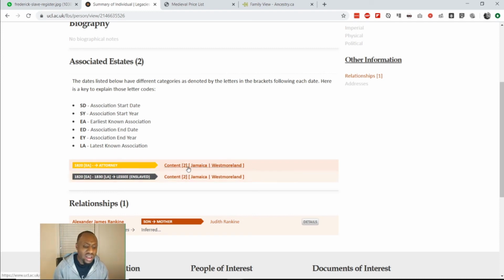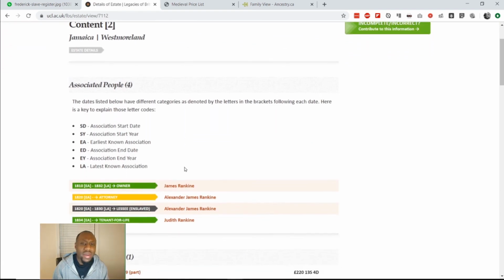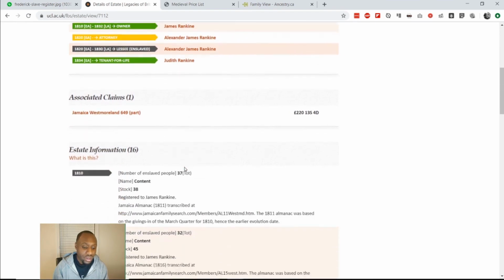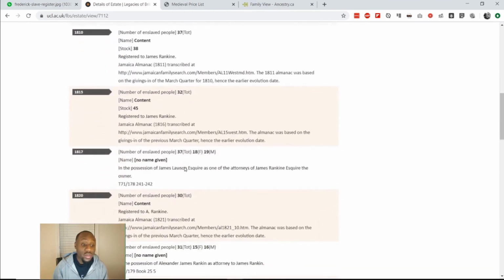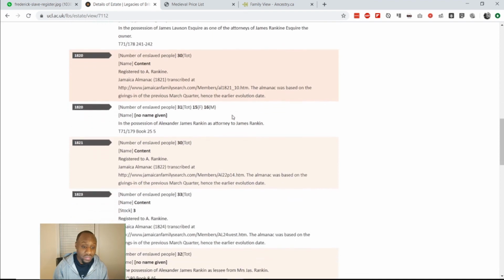So if I click on Content 2, let's see what we find. Basically the same information that we have. Oh, well, we have some estate information throughout the years. So we know that the earliest here is 1810, and it shows the number of enslaved people, along with some other information.